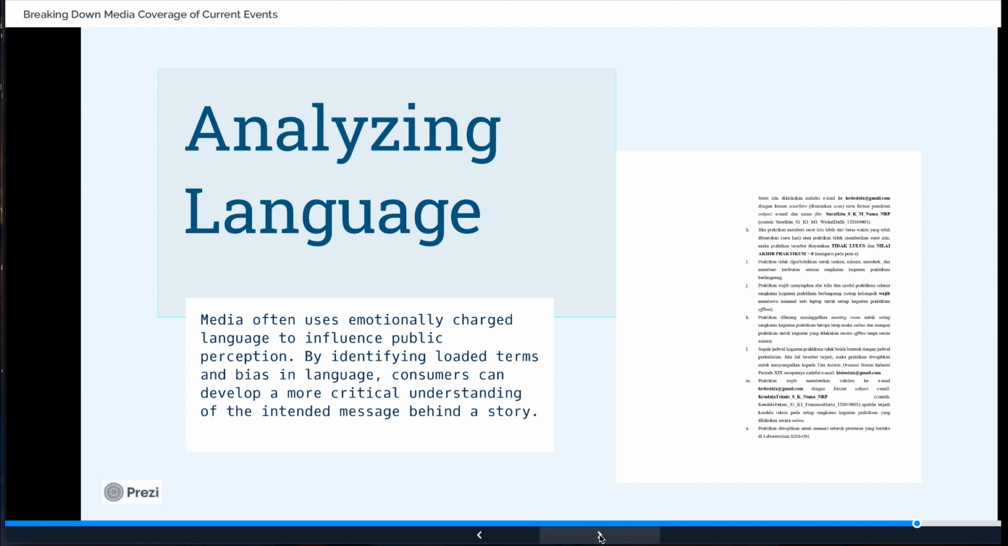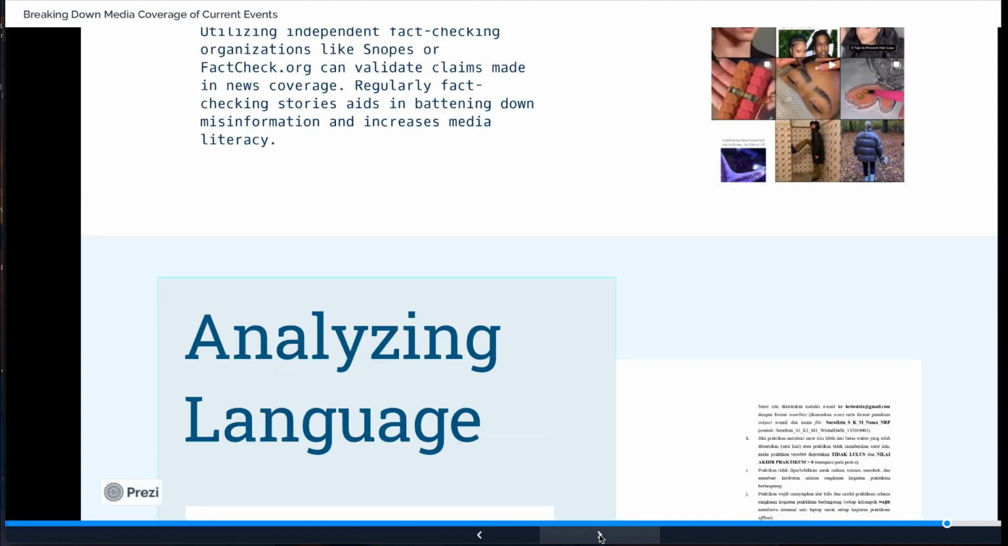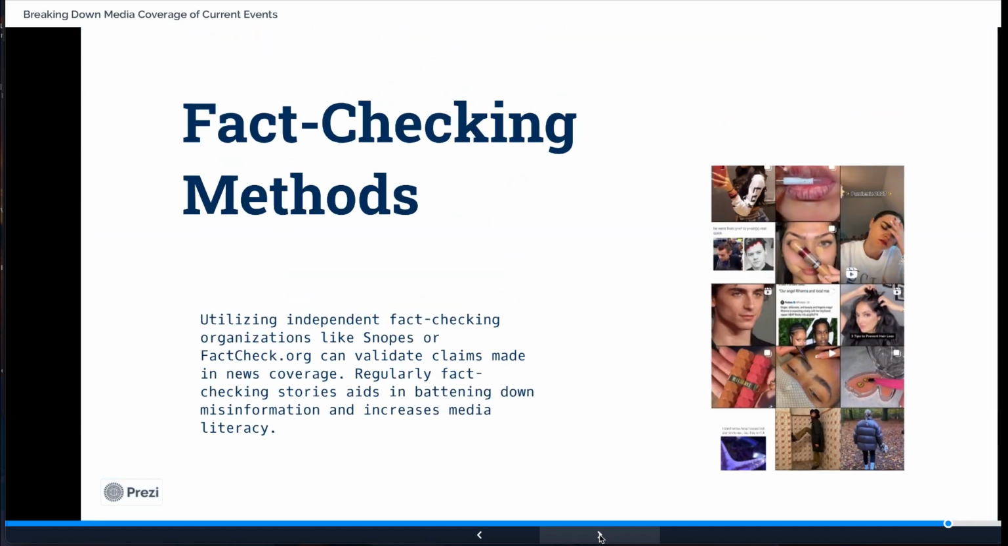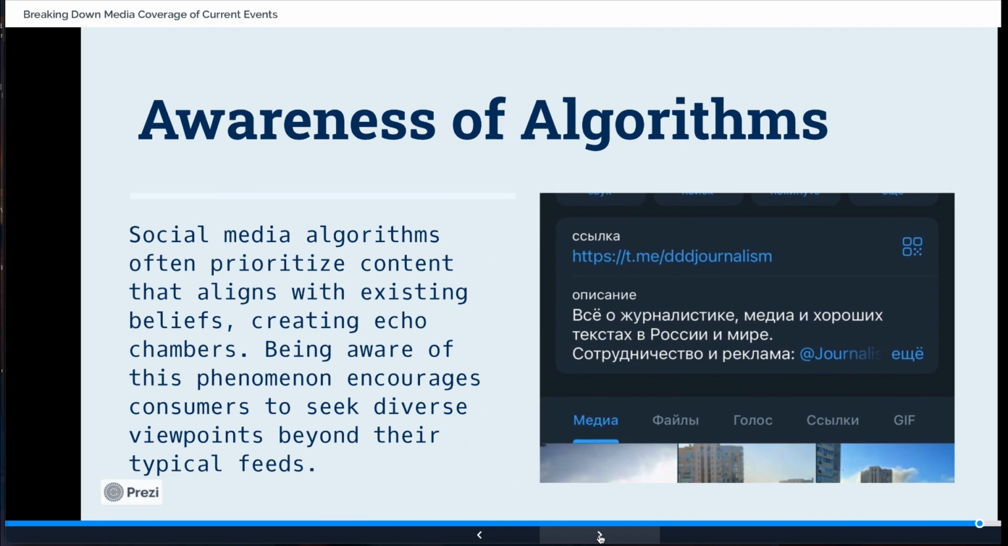Fact-checking methods. Utilizing independent fact-checking organizations like Snopes or factcheck.org can validate claims made by the news coverage. Regularly fact-checking stories aids in battling misinformation and increases media literacy. Awareness of algorithms. Social media algorithms often prioritize content that aligns with existing beliefs, creating echo chambers. Being aware of this phenomenon encourages consumers to seek diverse viewpoints beyond their typical feeds.